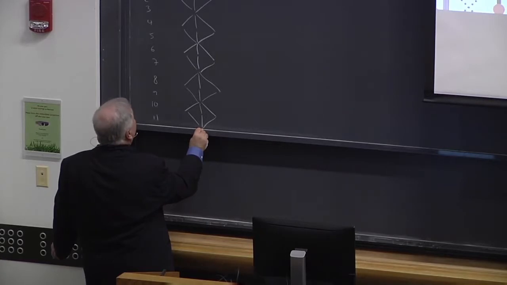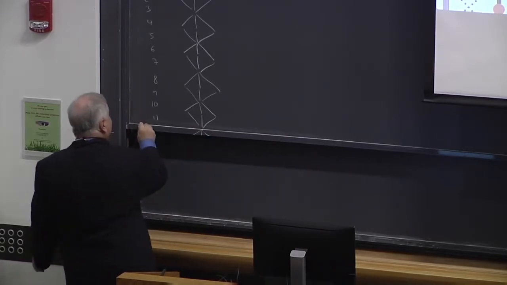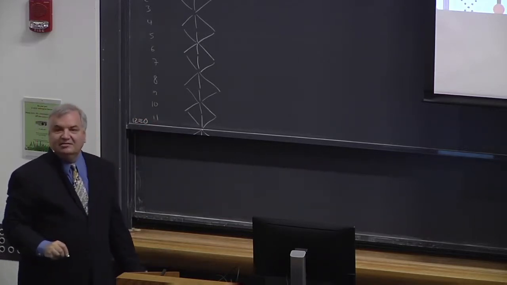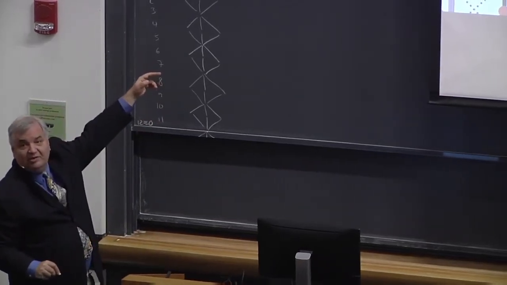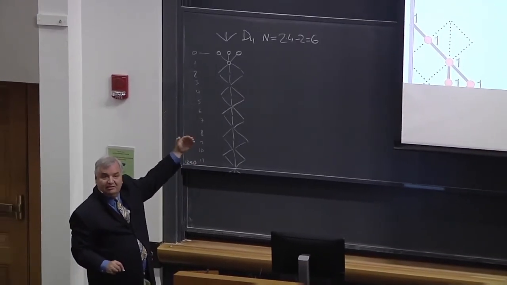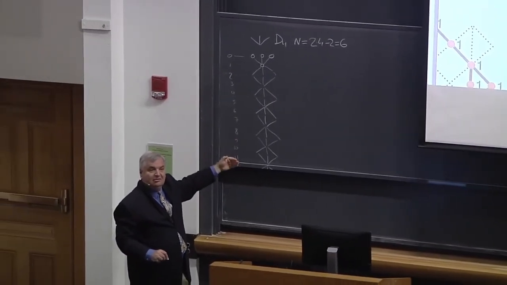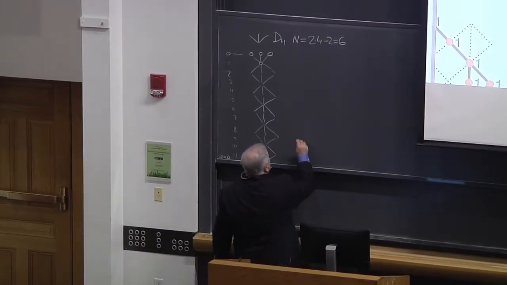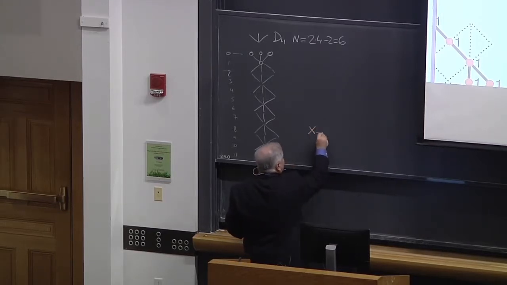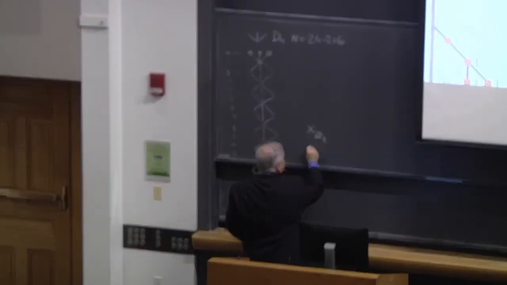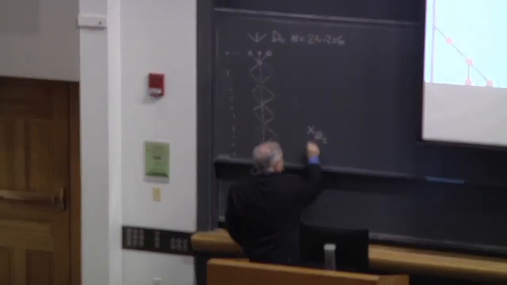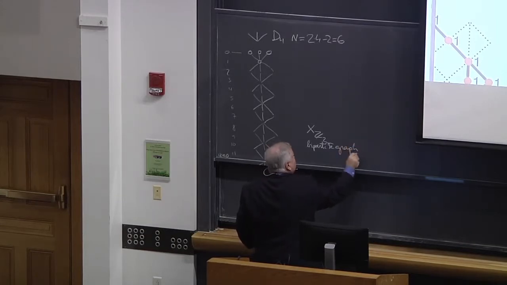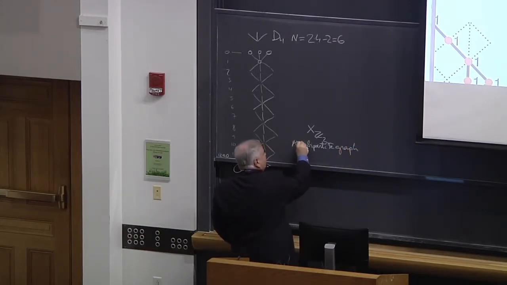11 and then 12. I'm going to draw it here, but remember that 12 is the same as 0. So this glues to the top. So it's a ribbon, it's a cycle. And the reason for taking it over Z2 is that this is a bipartite graph. The A, D are bipartite graphs.